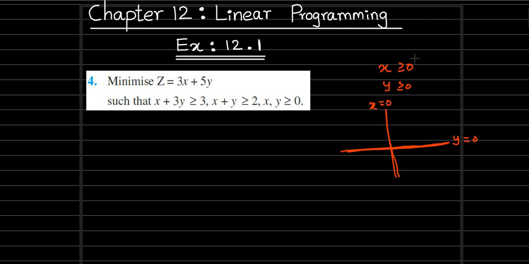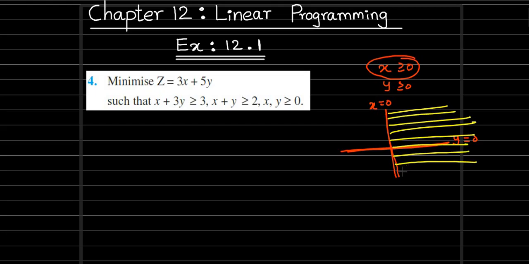What does x greater than or equal to 0 mean? X should be equal to 0 or more than 0. So that means the right side of the graph. This is the solution space for x greater than or equal to 0. That means the solution lies in the first quadrant and the fourth quadrant for x greater than or equal to 0.